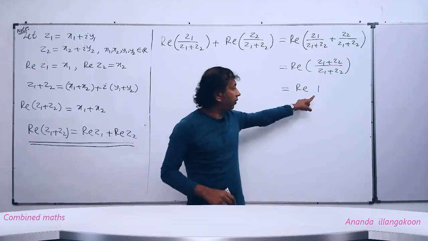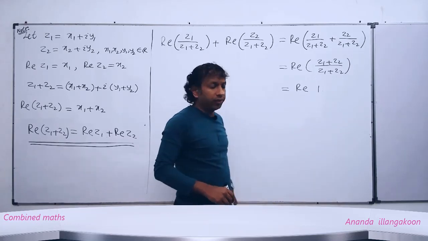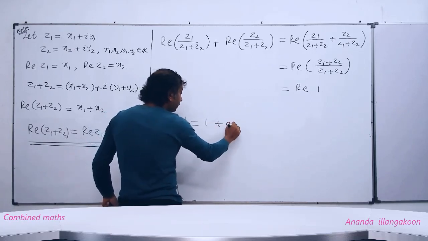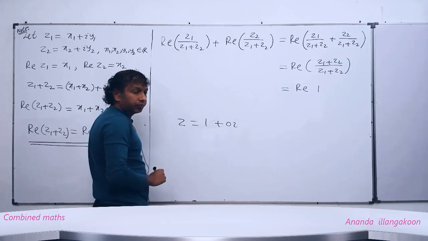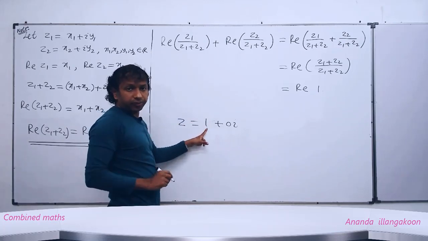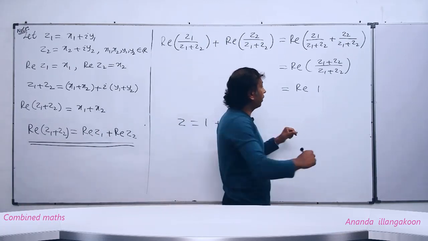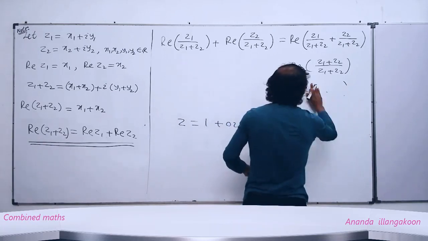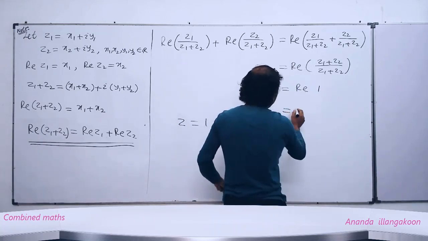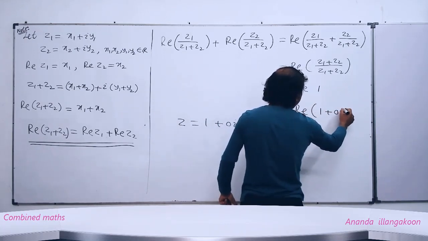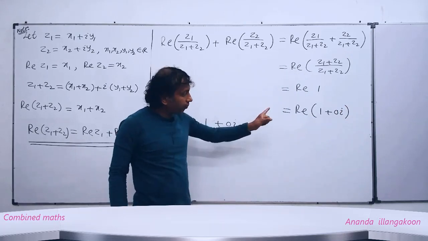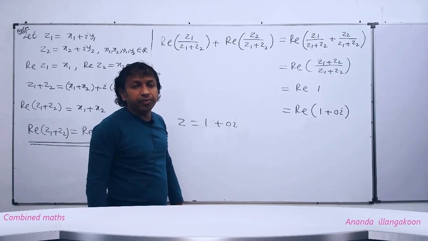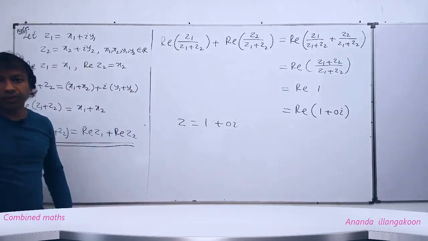This is a complex number, 1. If I write it, it is 1 plus 0i. This is the complex number Z now. What is the real part of that? It is 1. We can write this as 1 plus 0i, because we got only 1. The complex number is 1 plus 0i. What is the real part? The real part is 1.